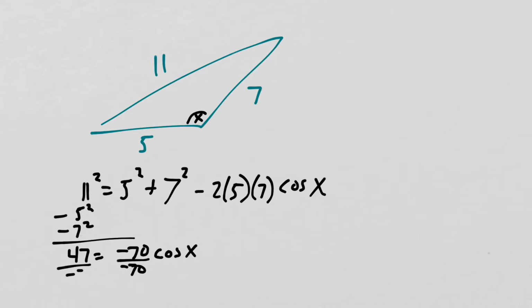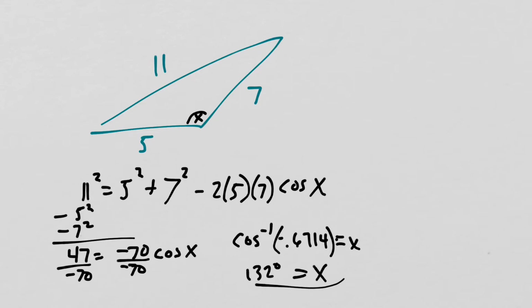So I divide by negative 70. So now I wind up with a negative 0.6714, but I have to do inverse cosine. So I have to do second cosine of negative 0.6714 if I round, and that's going to equal my angle x. So I'll press second cosine of that value, and I got a measure for x of 132 degrees.